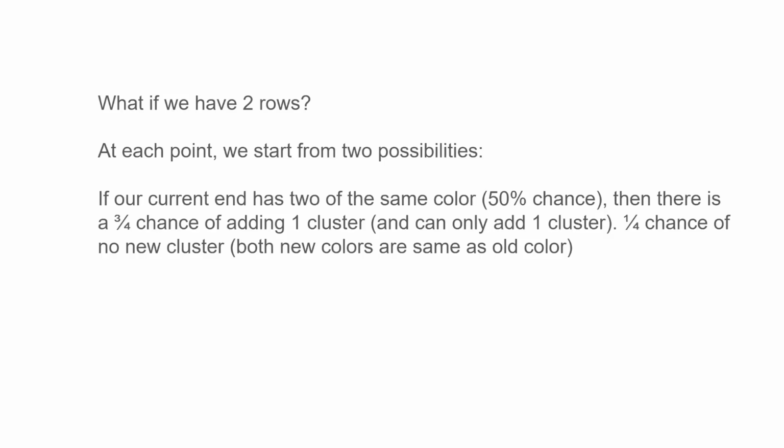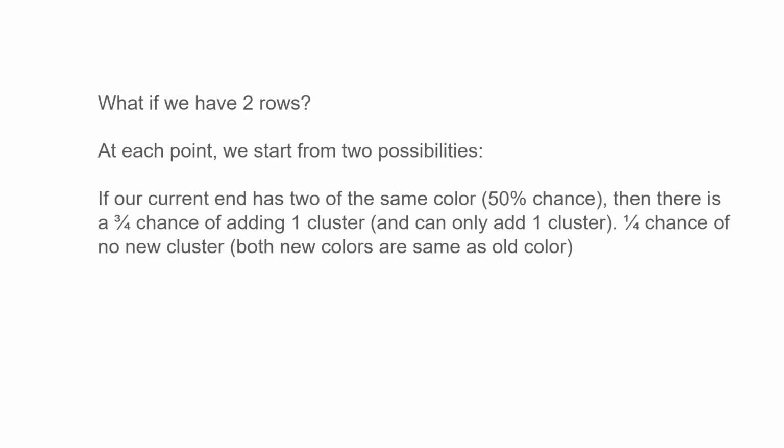So now let's go back to the 2-row example. But now we have to think, okay, I actually have 2 possible starting points, and each are going to have kind of a different outcome. Either the end of what I currently have painted has 2 different colors, the top color is different from the bottom color, or they have the same color. So the top and bottom are the same color. If we're in that latter case, where they're the same color, which has a 50% chance, or there's a 50% chance that those 2 endpoints are the same color as opposed to different colors, then there's going to be a 3/4 chance of adding a cluster, right?